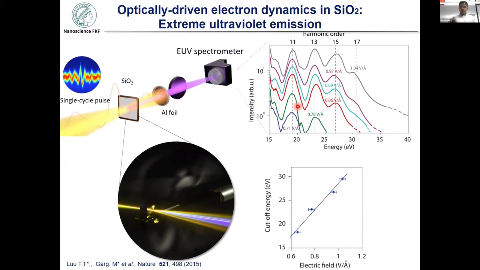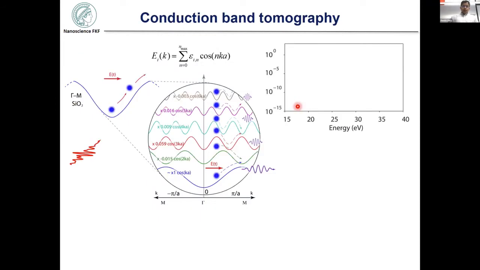If you look at how the cutoff energy scales with electric field, we found that the scaling is linear. This is in contrast to the quadratic scaling of the cutoff energy with respect to field that is observed in high harmonics from gases. As I told you, we were able to explain this high harmonics only from the dynamics of electrons in the first conduction band of SiO2. Here you see the first conduction band of SiO2 in the gamma M direction of the Brillouin zone. The other two directions, gamma A and gamma K, are a bit less nonlinear, so they don't lead to very high energies in the spectral domain.